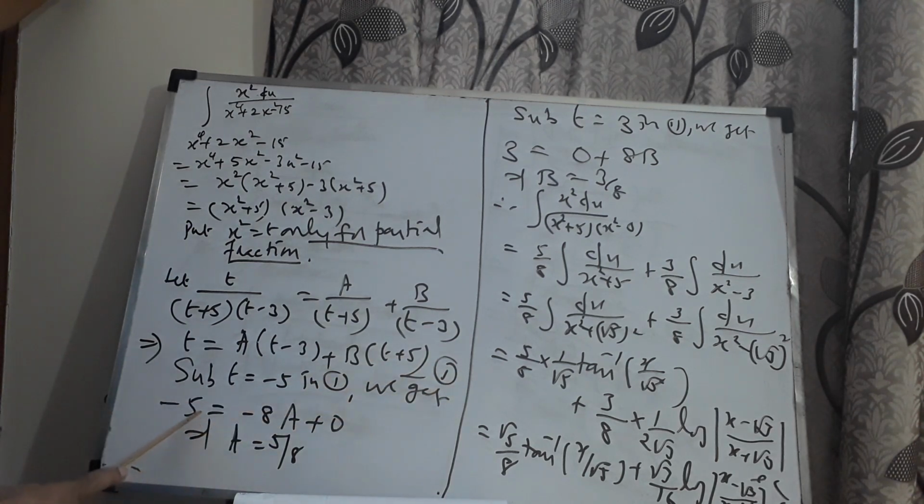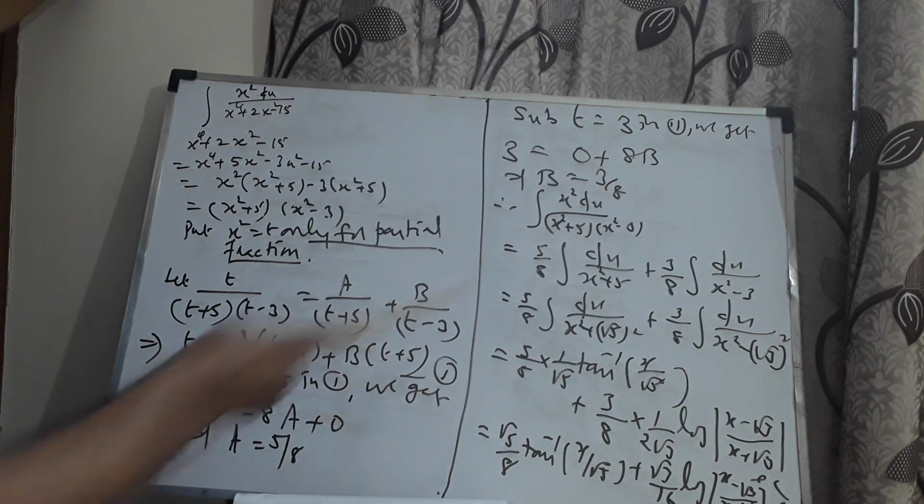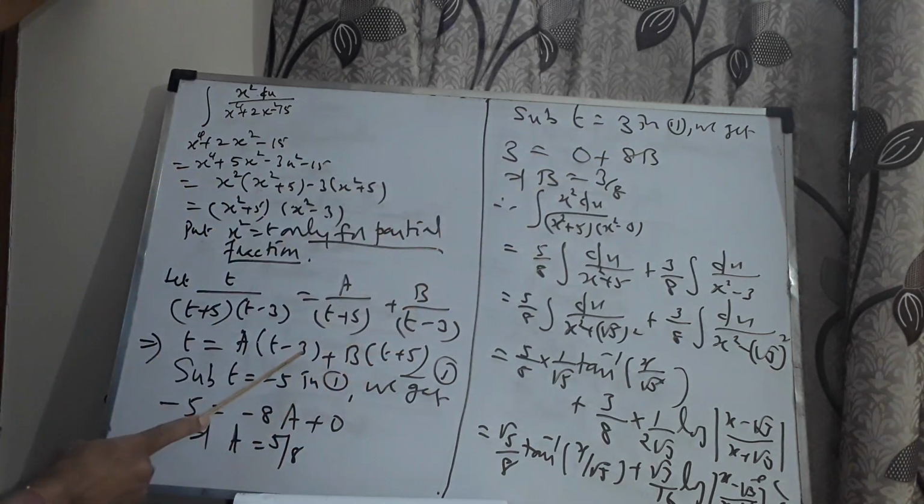Put t is equal to minus 5. Minus 5 is equal to minus 8a plus 0, since minus 5 plus 5 is 0, and 0 into b is 0. A becomes 5 by 8. Put t is equal to 3. 3 is equal to 0 plus 8b. b becomes 3 by 8.